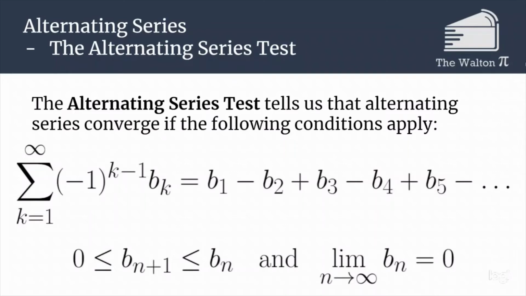That's what we need for the alternating series test to guarantee that the series from k equals 1 to infinity of negative 1 to the k minus 1 times b sub k will always converge if those conditions apply.